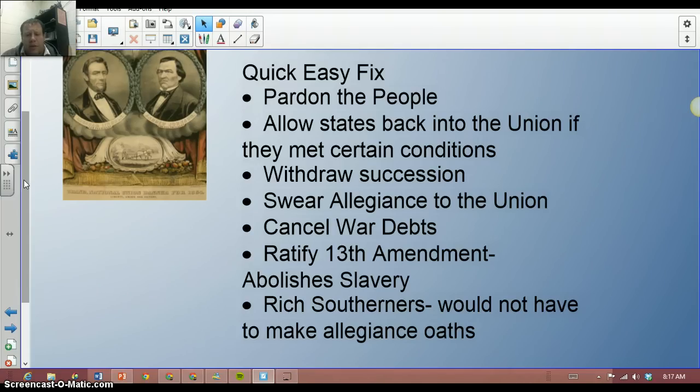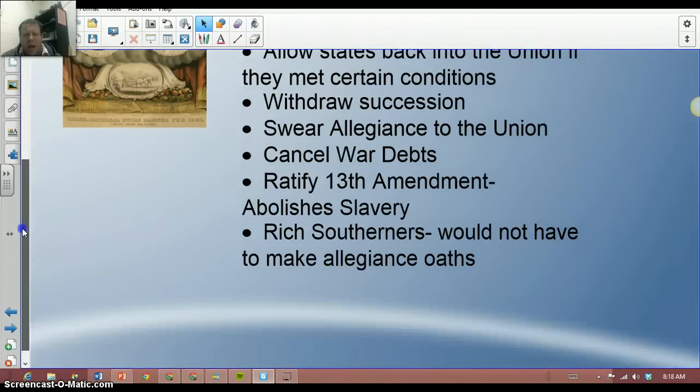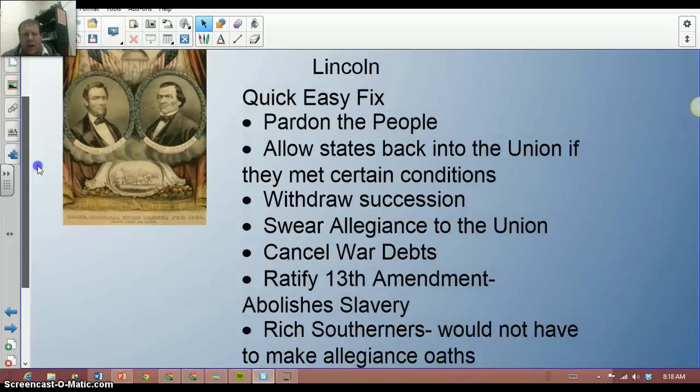Next, they also had to make sure that they would ratify the 13th Amendment. That would be the amendment that abolishes slavery in the United States. The states had to do that as a way to make sure slavery would not make a comeback. And lastly, he made a little deal here. The rich Southerners, the guys who run the place, were told they would not have to take the allegiance oath, as a way to win them over and make sure they would agree to it. Now, unfortunately for us, we know Abraham Lincoln's plan did not go into effect because, well, Lincoln got shot. And that was one of the big things that led to that not happening.